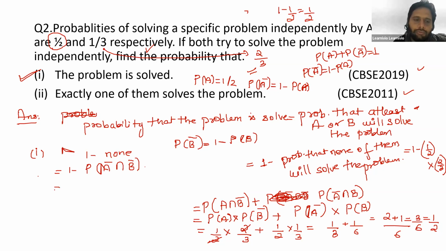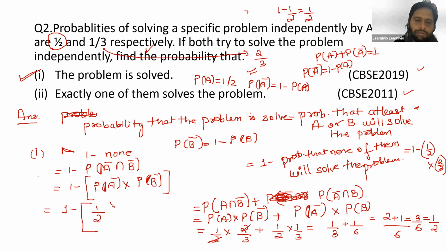Okay. So, 1 minus P(A naught) into P(B naught). It is equal to 1 minus, what is P(A naught)? Abdur? 1 by 2. What is P(B naught)? 2 by 3. 2 by 3. So cancel out this, you get 1 by 3. 1 minus 1 by 3 is 2 by 3. Is it clear, Abdur?